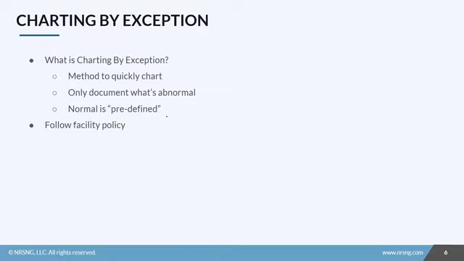Another thing I want to talk about is charting by exception, and you'll hear tons about it when you're talking about documentation. So what is charting by exception? It's a quick way to chart, essentially a shorthand. What you basically want to do is chart only things that are abnormal. For example, if your patient's lung sounds are clear, you don't have to document that lung sounds are clear. There's already an assumption that they are clear, and you're only going to have to document things that are abnormal. Normal values are also always defined, usually by facility policy.